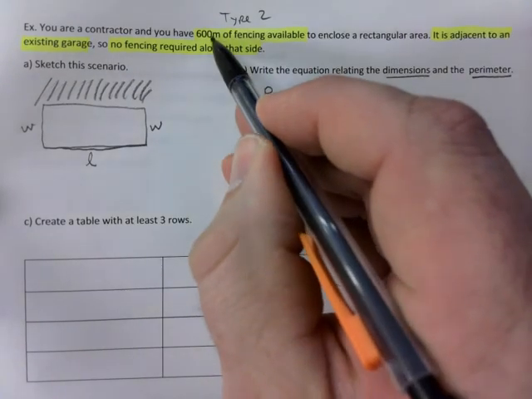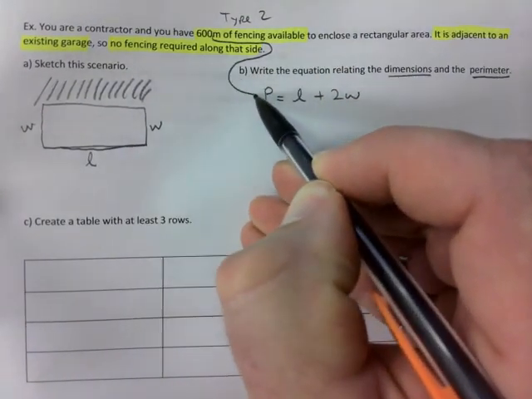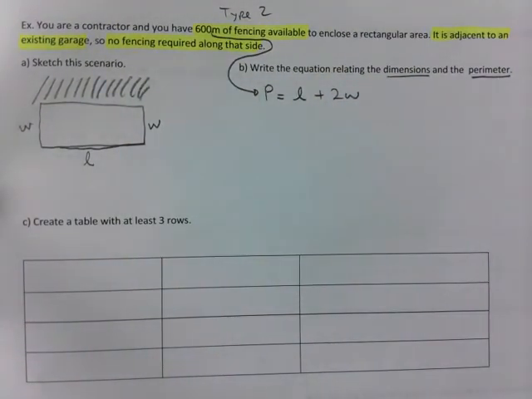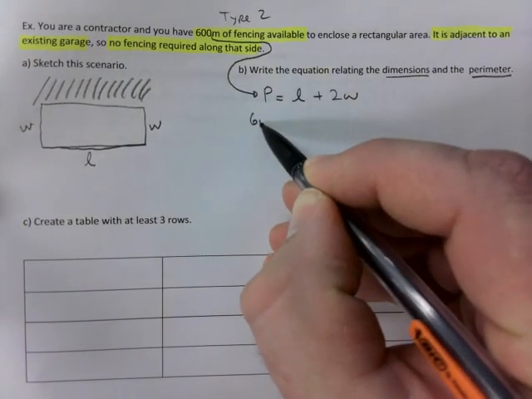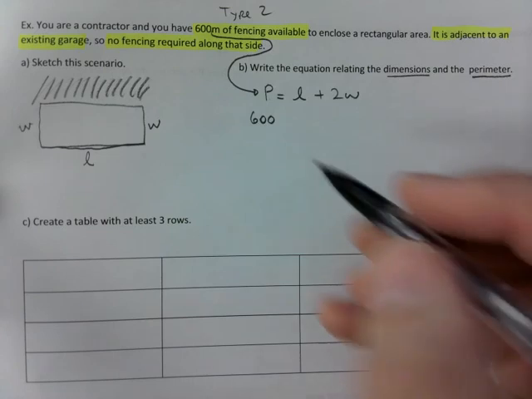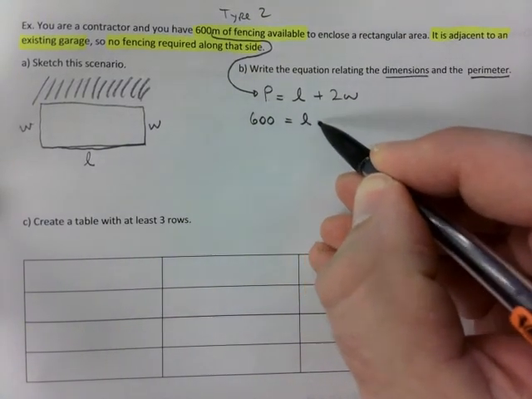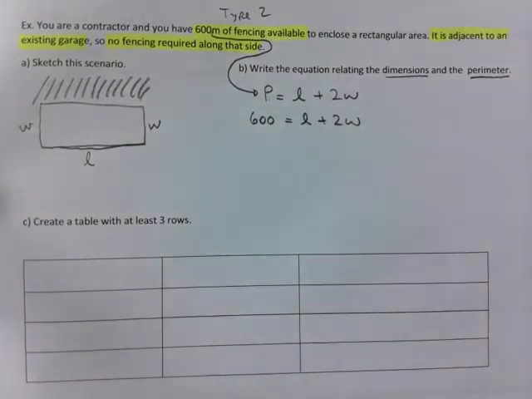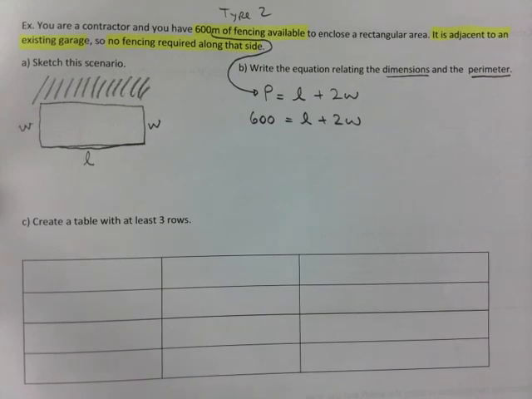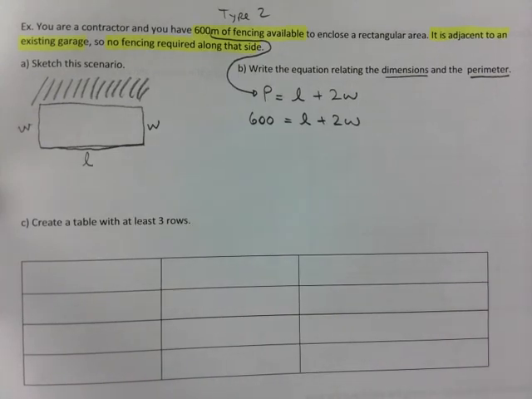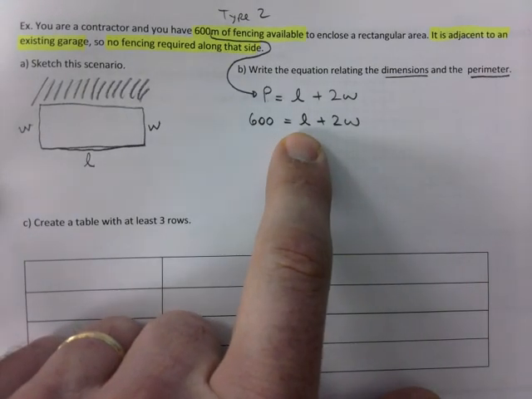The 600 meters is going to be put in for the perimeter. So you're basically saying, hey, if I would have 600 meters of fencing available, that would be equal to L plus 2W. By the way, most of the time I walk you through it. So those steps are there, but I would still say have them on your study sheet, but most of the time it's A, B, C, D, like it walks you through it.